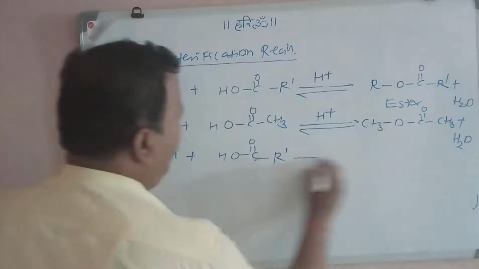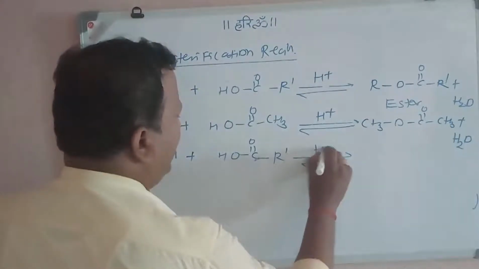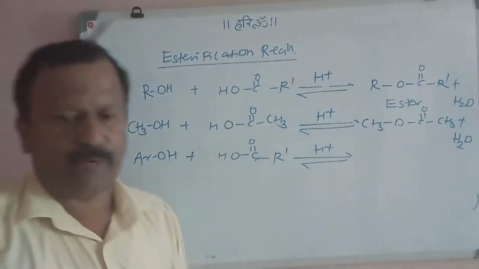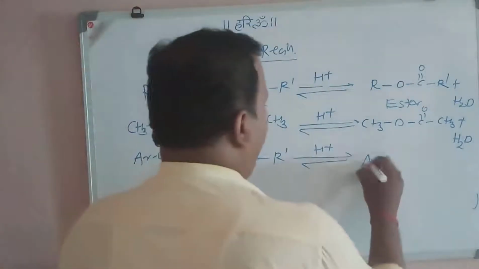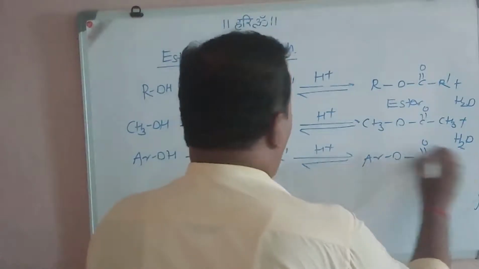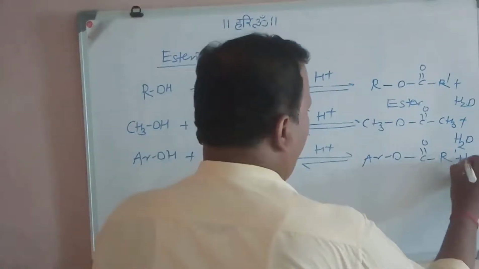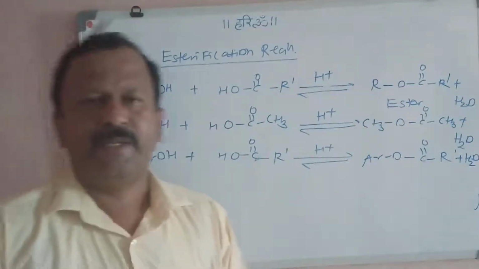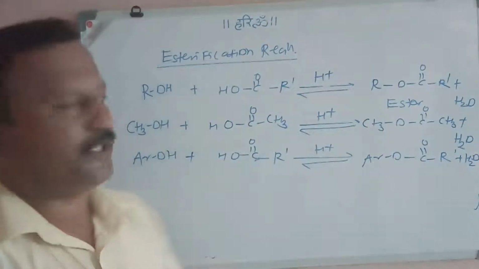So here again removal of H2O takes place. This reaction is again carried out in the presence of acid, and we get the corresponding compound, that is ArO C double bond O R dash, with the formation of H2O as the byproduct. Okay, so this is the esterification reaction.